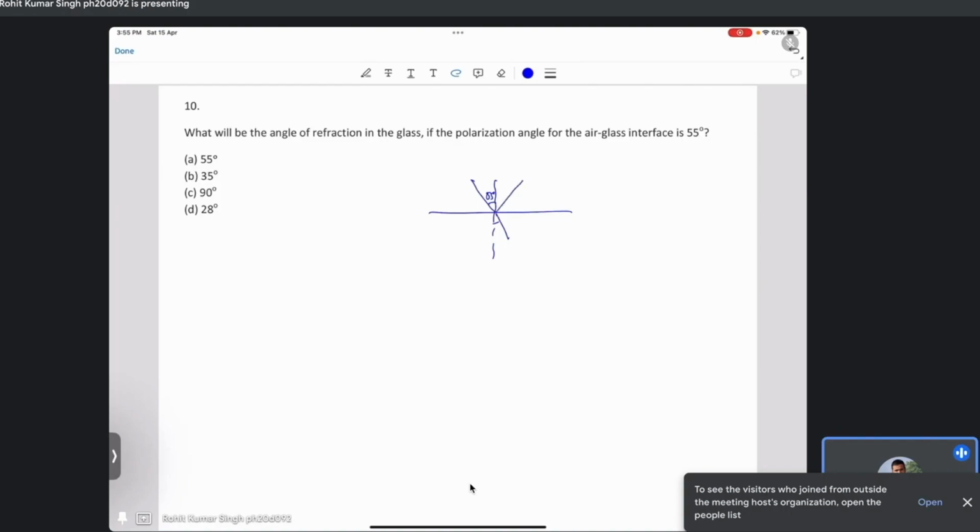So for polarization, these two refracted and reflected light should be perpendicular to each other, okay, and this is 55 degree, and this is 90 degree. So adding up all these three angles should give 180 degree, right? So 90 plus 55 plus r is equal to 180. So r is equal to 180 minus 90 minus 55, which is 35 degree, correct?